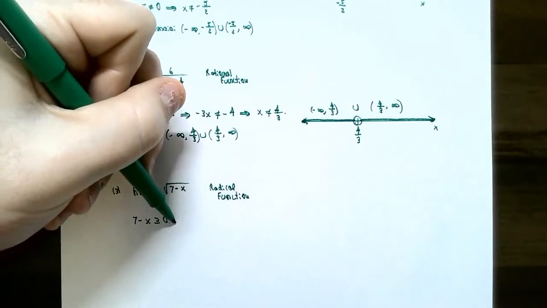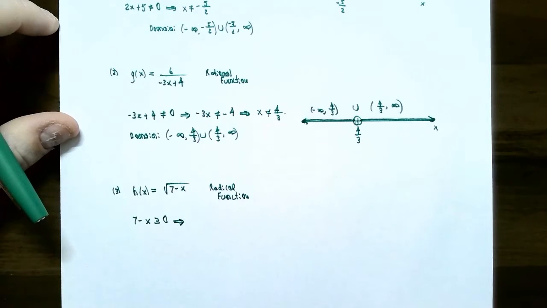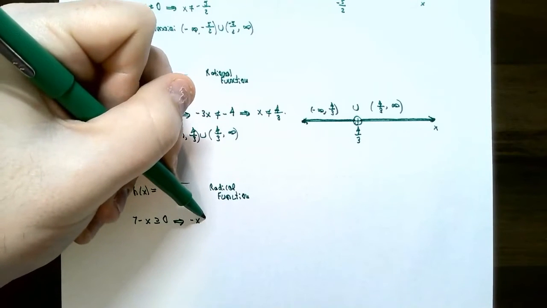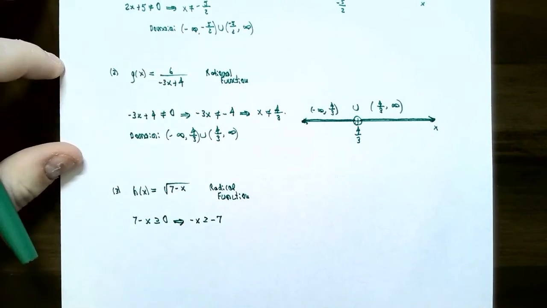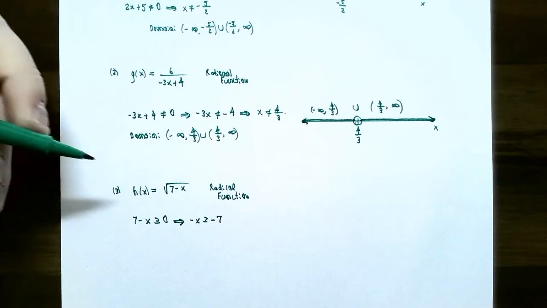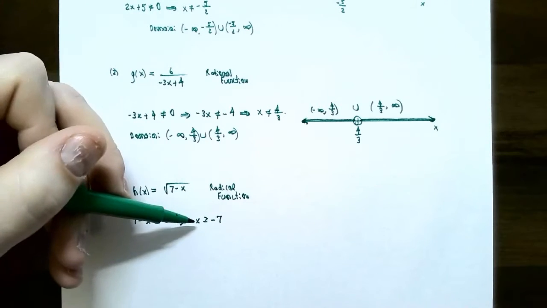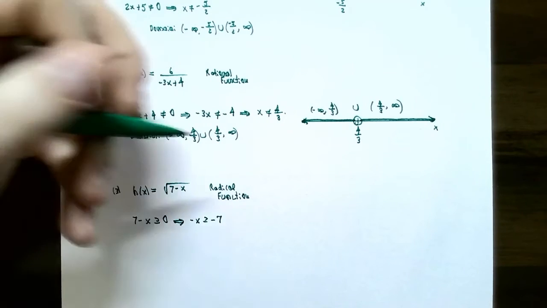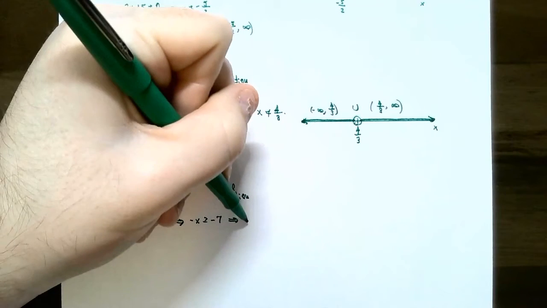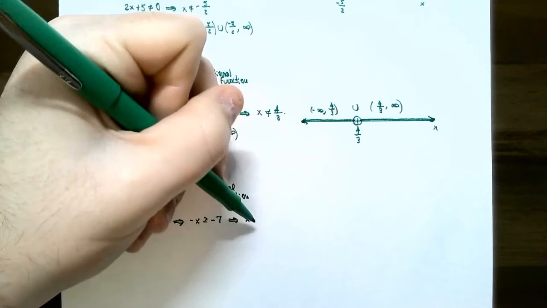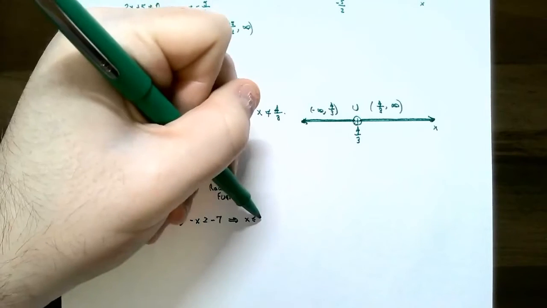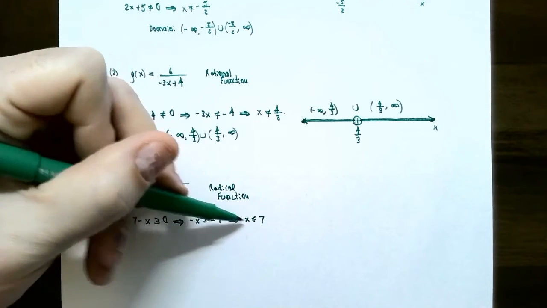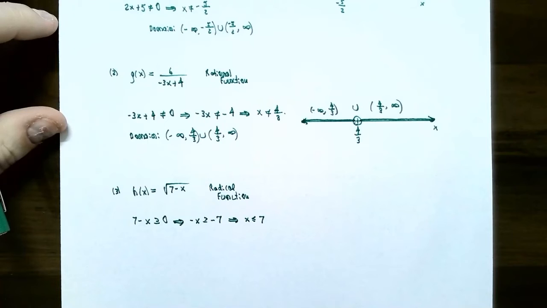Now solve. So to solve this inequality, make sure you isolate the x on one side again. So let's subtract 7 on both sides to get negative x is greater than or equal to negative 7. And now remember, if you ever multiply or divide by a negative number when you're solving with an inequality, you have to reverse or flip the inequality symbol. So let's divide both sides by negative 1. And now it was greater than, now it flips and becomes less than or equal to. Negative 7 divided by negative 1 becomes positive 7. So this means any x value that's less than or equal to 7 is in the domain.